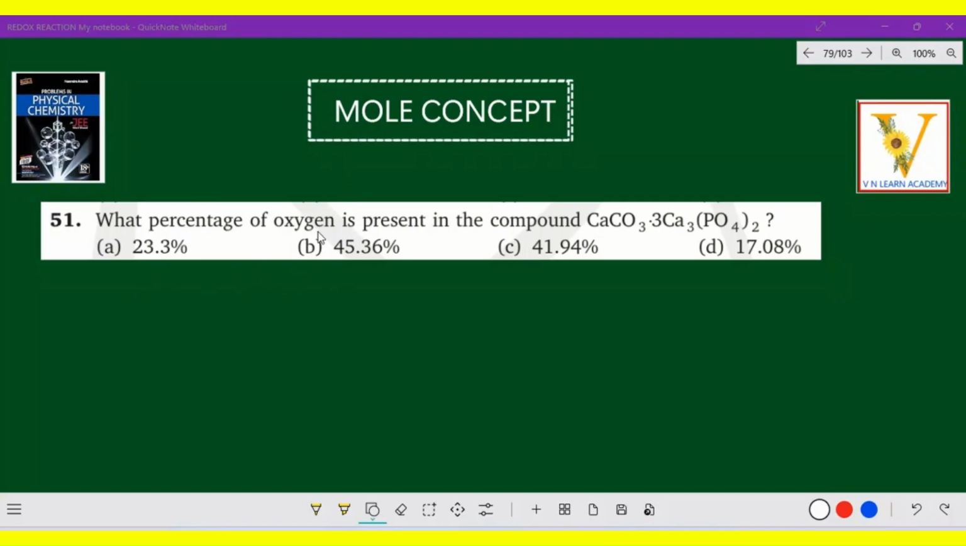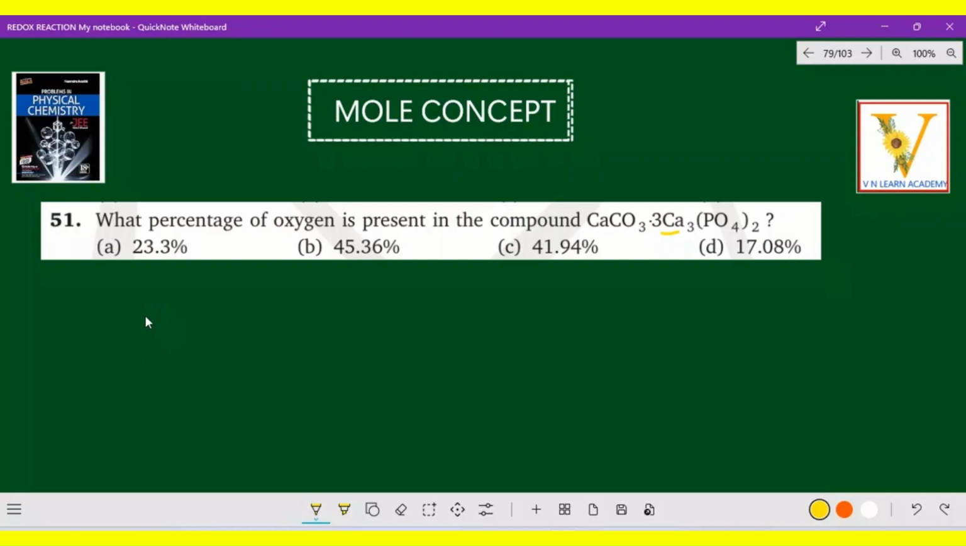The first question: what percentage of oxygen is present in the compounds CaCO3 and Ca3(PO4)2? That is calcium carbonate and calcium phosphate. You know what the steps are to solve this? The first step, we have to find the molar mass of each. The second, how many oxygen atoms are present in both, so the total oxygen atoms. The third, find the mass of the total oxygen atoms. Finally, identify the percentage of oxygen. That's all, simple. Come on, let us find out all these points.